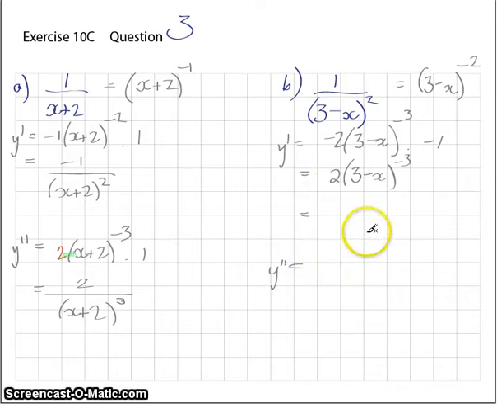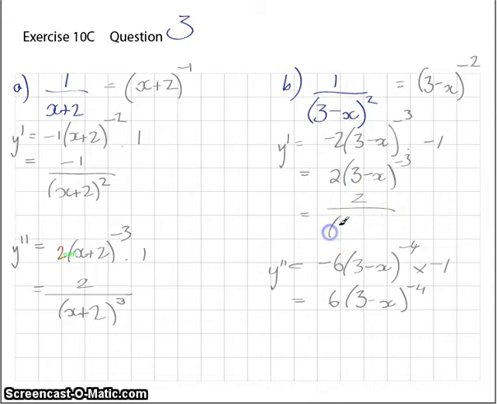So my second derivative now, I've got minus 6 times (3 - x) to the minus 4, times by the derivative of the inside, which is minus 1. So we tidy all this up. Now I've got to come back and rewrite this as a fraction, so it's 2 all over (3 - x) cubed. And here we've got 6 all over (3 - x) to the 4th.